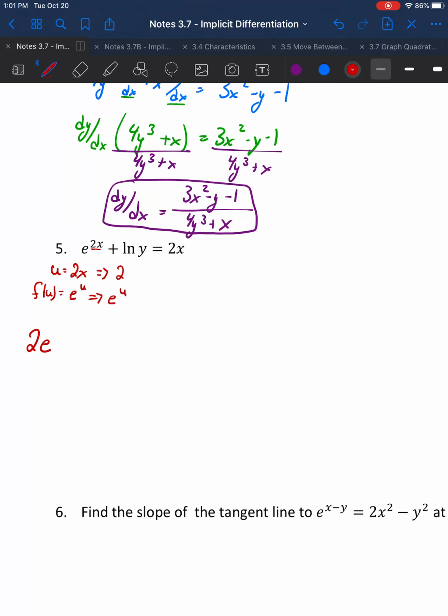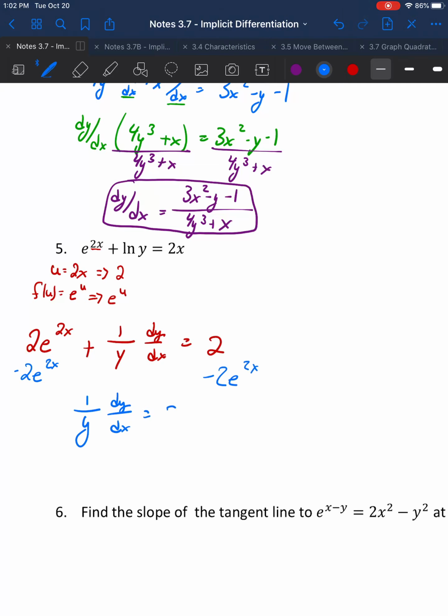Okay, number 5. When I go to take the derivative of the first, I don't have e to the x, I have e to the 2x, so I actually need a u. So I would get 2 e to the u, so I multiply that together for my derivative, so I would have 2 e to the u, which was 2x. That's that derivative, plus the derivative of natural log is 1 over y, but it's a y, so I got to do dy dx, equals 2.